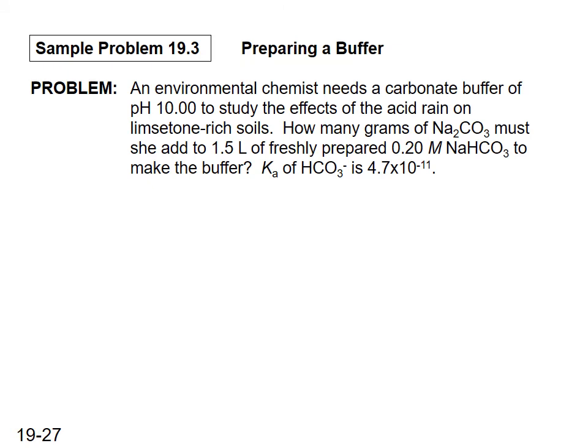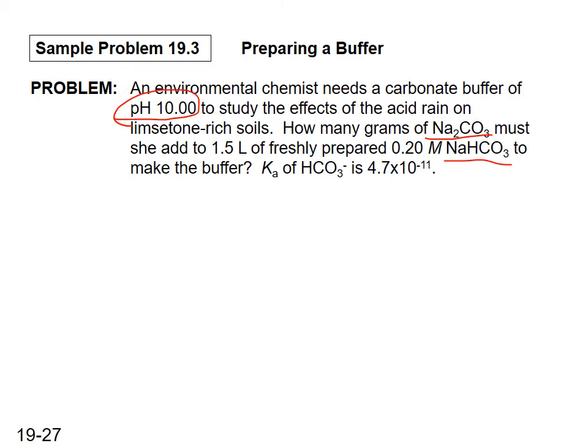Sample problem 19.3. An environmental chemist needs a carbonate buffer, pH 10. Okay, that's the desired pH for the buffer solution. The question is, how many grams of sodium carbonate must she add to 1.5 liters of freshly prepared 0.2 molarity sodium bicarbonate to make the buffer solution?